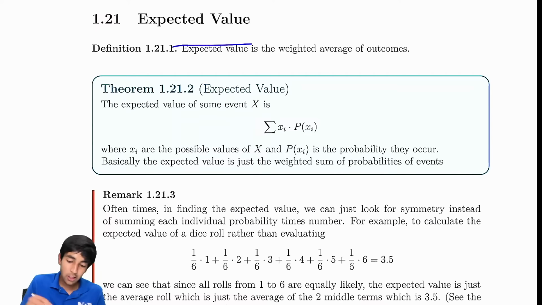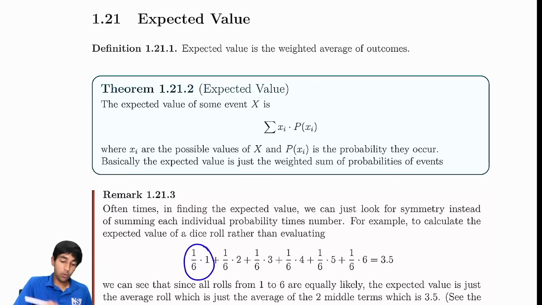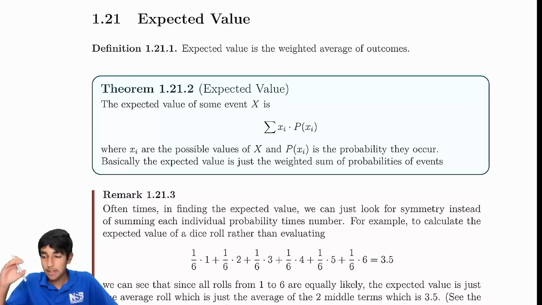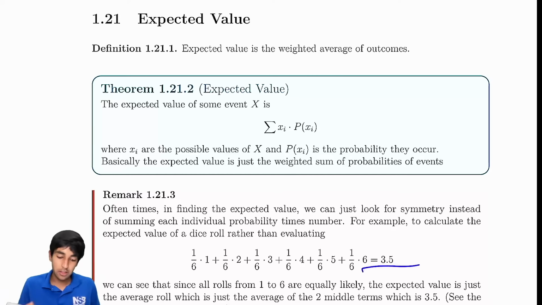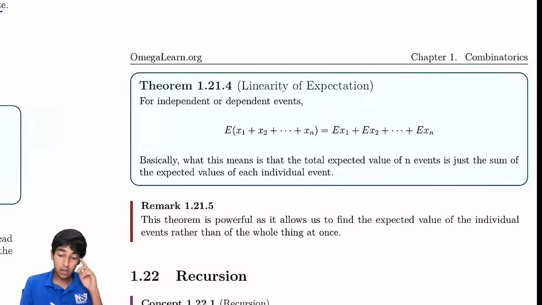Okay, now expected value is just kind of like a weighted average, and I've got a simple example here. Expected value of a dice roll. There's a 1/6 chance of it being 1, a 1/6 chance of 2, all the way to a 1/6 chance of 6. Our expected value is just the sum of that. You multiply the probability times the outcome, and you do that for all of your values, and you get the expected value. And it's quite a common topic.